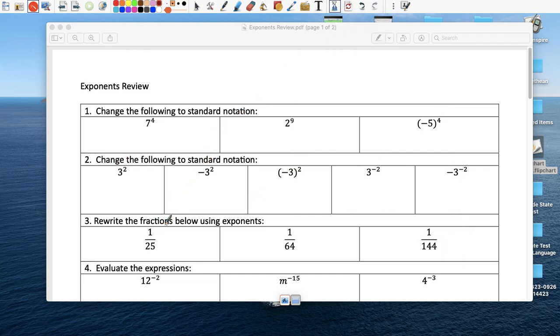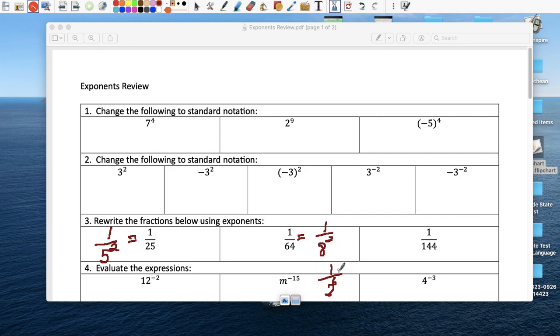Okay. Rewrite the fractions below using the exponent. So we want to go backwards. 1 over 25 is the same thing as 1 over 5 to the 2nd power. That's what it is written with exponents. 1 over 64 has a couple of different answers. You can either write it as 1 over 8 to the 2nd, because 8 times 8 is 64, or 1 over 2 to the 6th power, because it's the same thing.